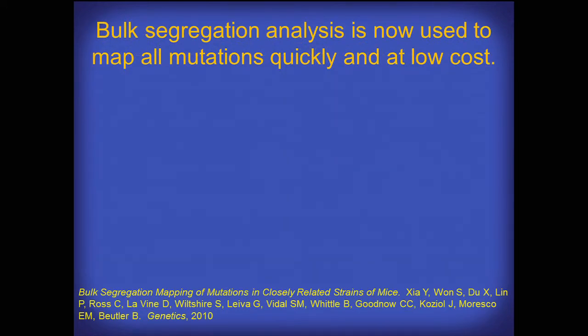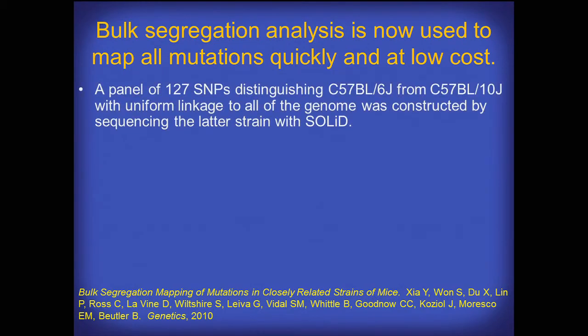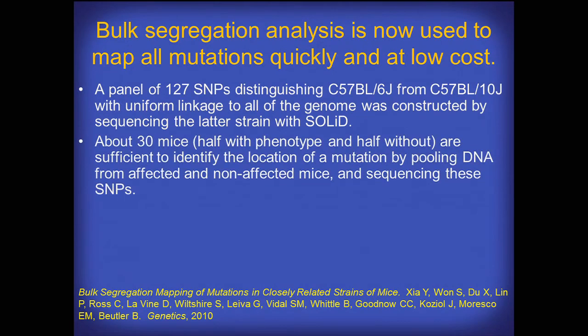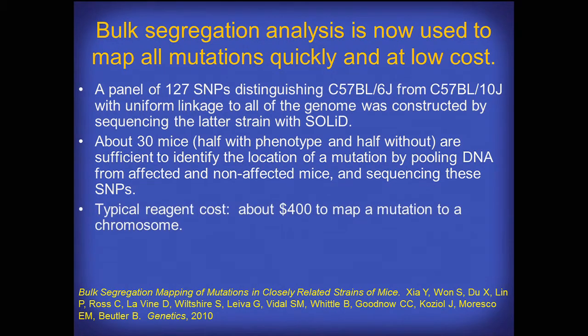Mapping also has gotten much faster. We used to map on huge numbers of meioses. We now map by a technique called bulk segregation analysis, using the black 10 strain of mouse, which is very closely related to black 6, so phenotypes don't disappear as the result of modifier loci effects. In the usual case, about 30 mice, half with the phenotype and the other half without, are used, and one pools the DNA from each and then looks for concordance between genotype and phenotype across all of the markers covering the genome, and this takes about $400 to map a mutation to a chromosome.